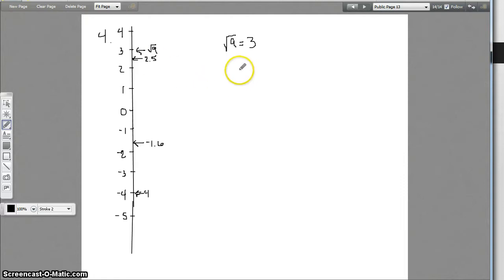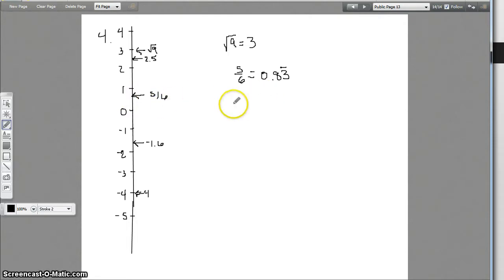Then we have 5/6. Okay, we need to put that in a calculator to see what 5/6 equals. 5/6 is equal to 0.83 continuing. So that means it's going to be most of the way towards 1, but not all the way. So it's about here, and that is our fraction 5/6.